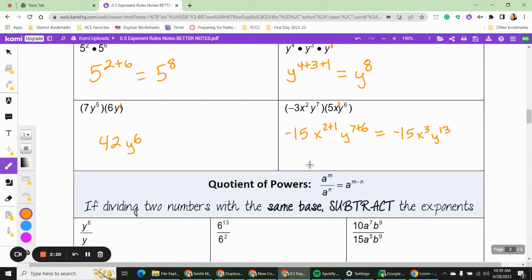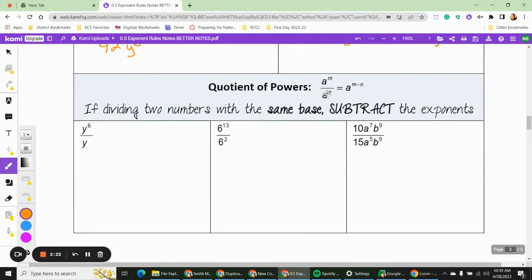Now, our next rule is the quotient rule. If we're dividing two things with the same base, we're going to subtract the exponents. So over here, y to the sixth power divided by y, understand that's y to the first power. We're going to take the top exponent minus the bottom exponent, and we'll get y to the fifth power. Now try it with these other two. Pause the video for a moment, and let's see what you get.